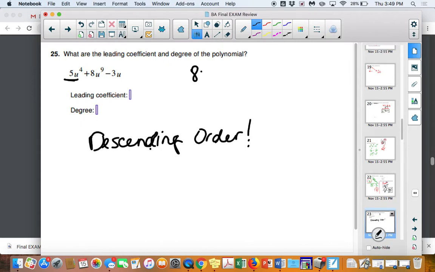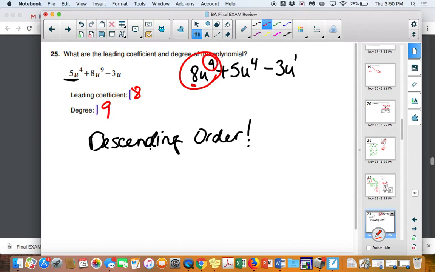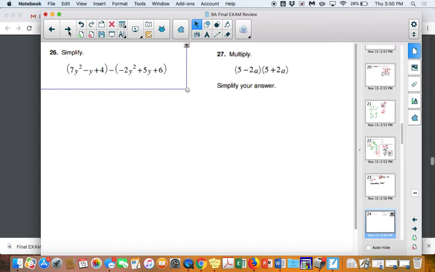So you've got to take 8u to the 9th, put him in front. Then comes positive 5u to the 4th. Then you'd have the negative 3u. So now we're in descending order because remember that's 1. Your focus should be right here on this guy. Leading coefficient is the 8, and the degree is that big power, 9. But the trick there is to get it in descending order to begin with.